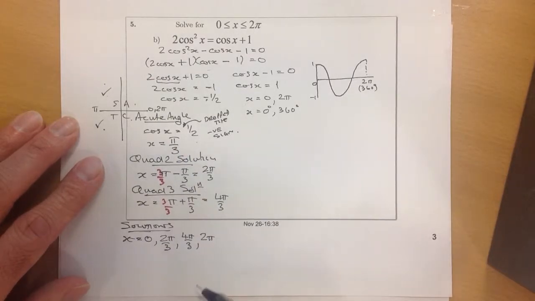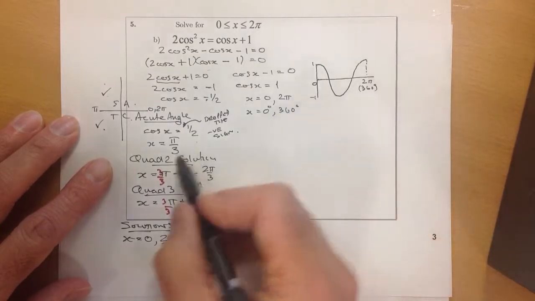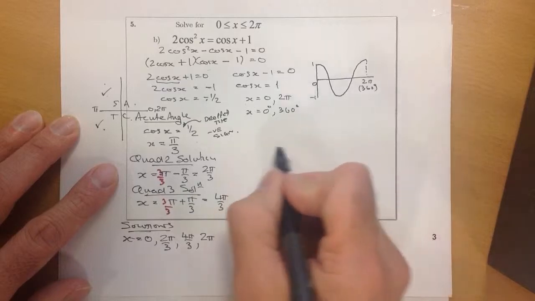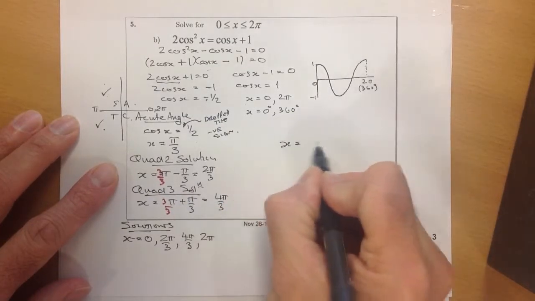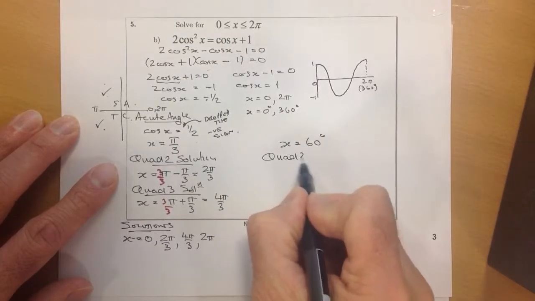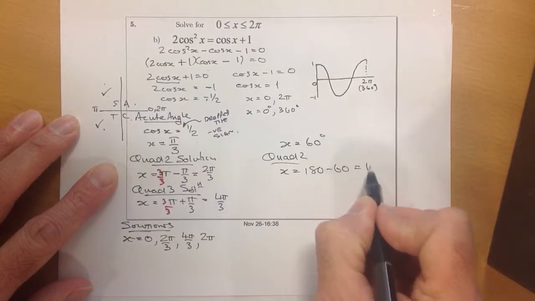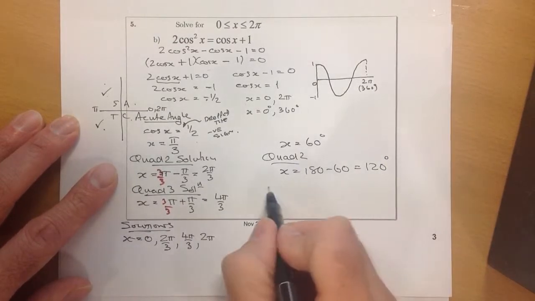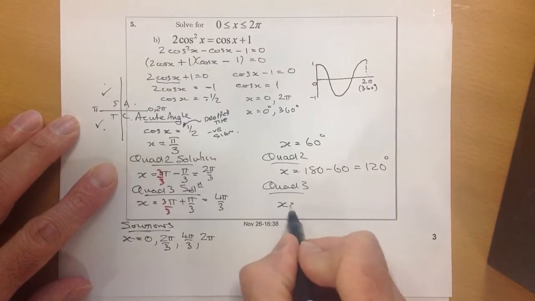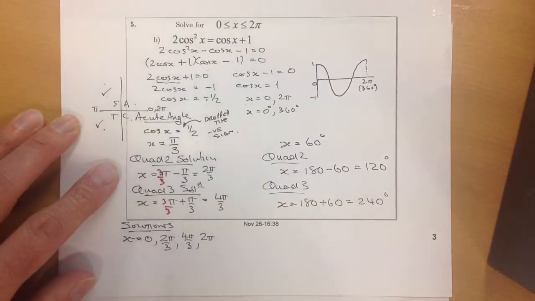If I was doing it in degrees, what I'd be looking at is I've worked out here that x is equal to pi upon 3, and from the table of exact values, I know that x is equal to 60 degrees. So my quad 2 solution is going to be just 180 minus 60, which equals 120 degrees. And my quad 3 solution is going to be 180 plus 60, which gives me 240 degrees.